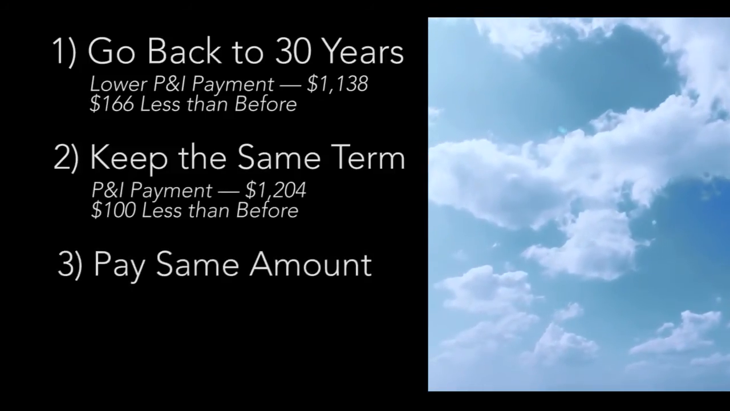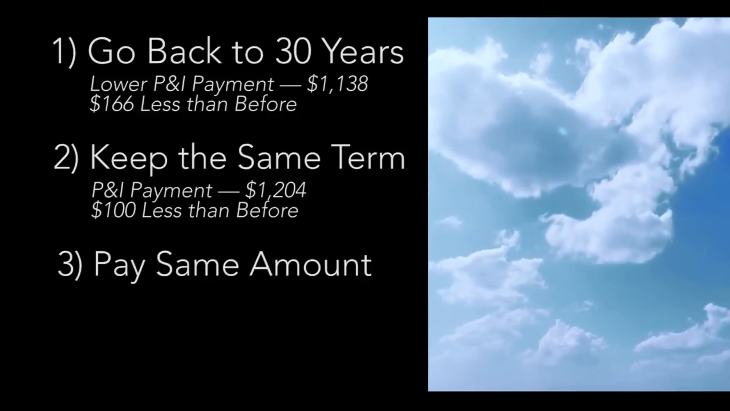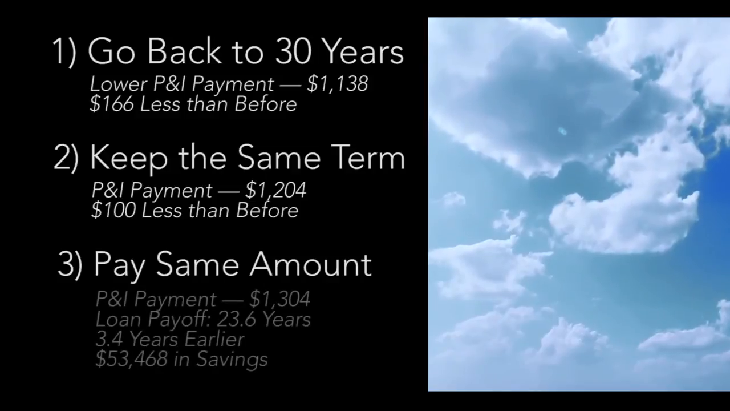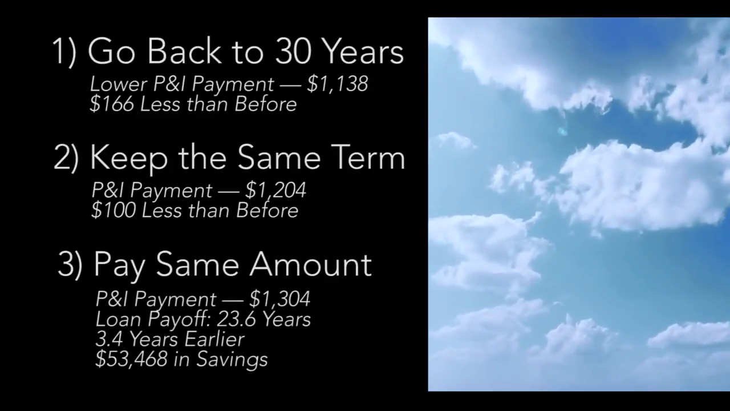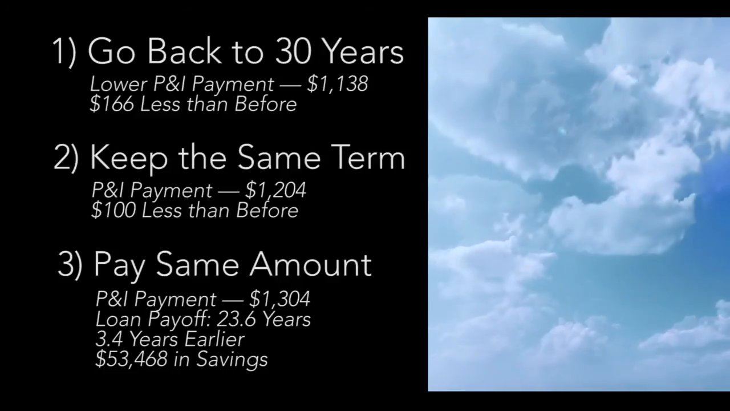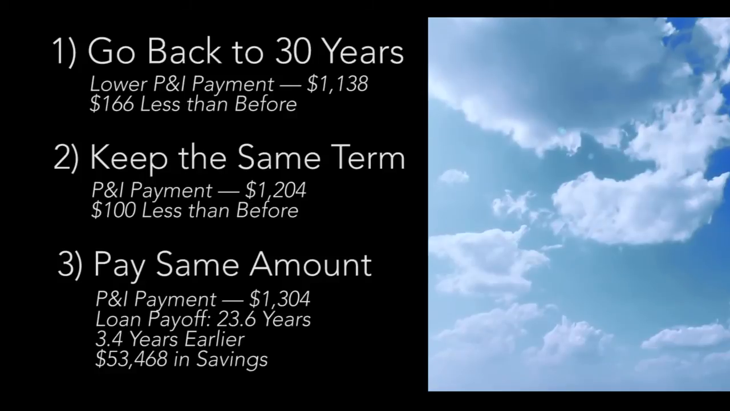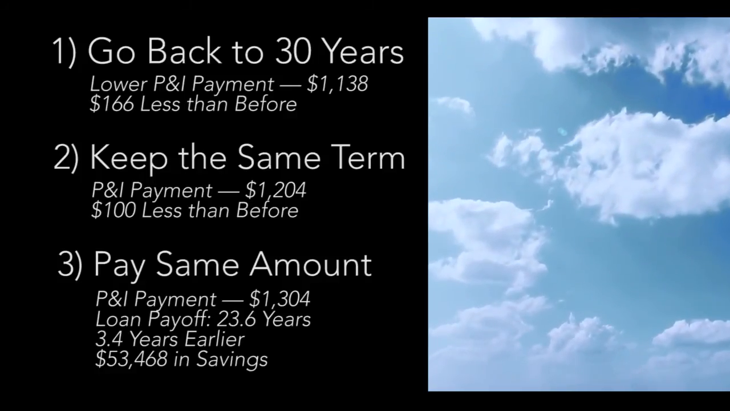Or 3, you could keep paying the same amount you're paying now, $1,304. And what would happen is your loan would pay off in 283 months. That's 23.6 years. That's 3.4 years sooner. That's roughly $53,468 in savings to you, and you're still making the exact same payment as before. So you don't have to go back to 30 years. It's all up to you.